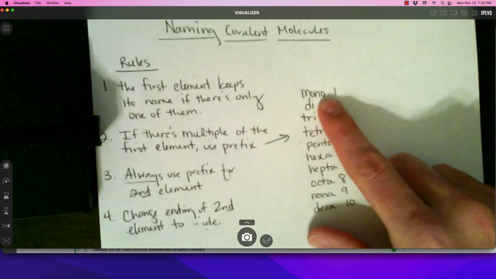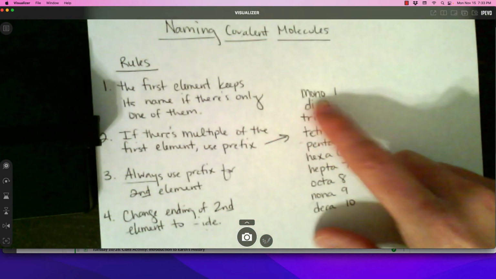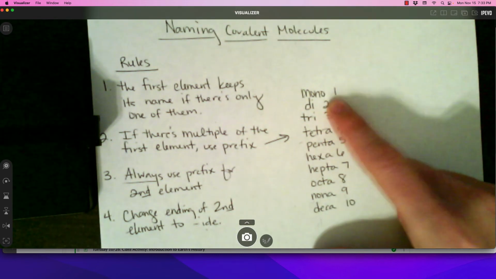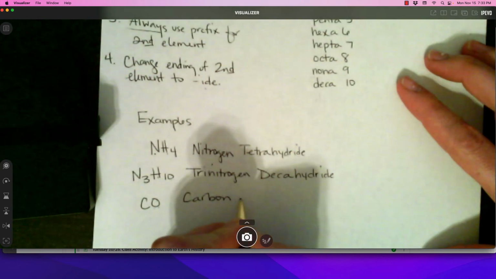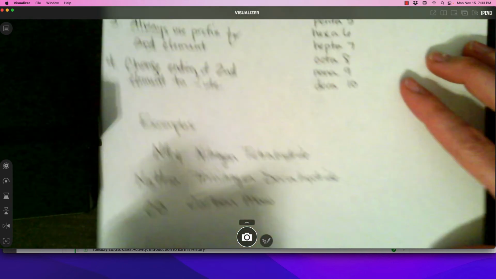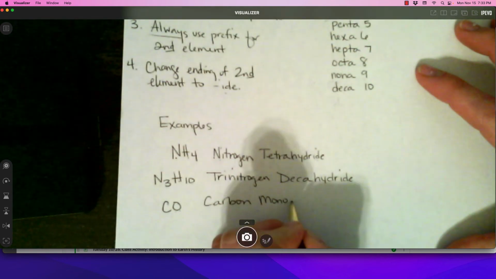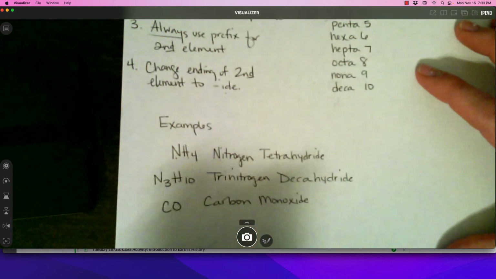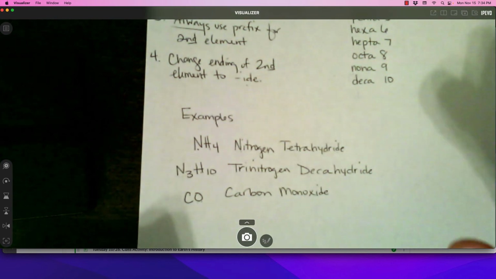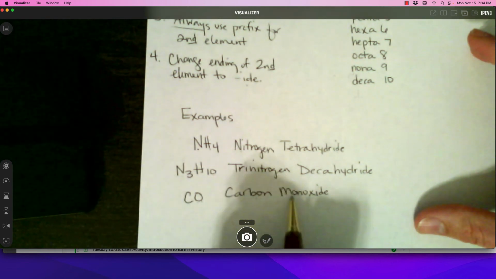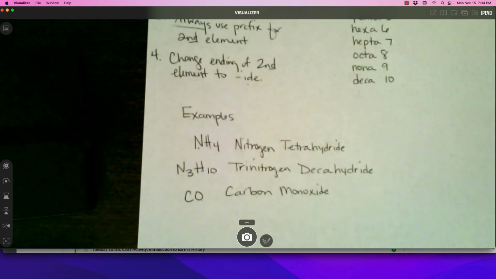So I come over here for the number 1. So the only time you're going to use mono is on the second element. You'll never use it on the first. It'd be mono. And then oxygen is oxide. So carbon monoxide, which you may or may not be familiar with, and you may or may not have a carbon monoxide detector in your home right now because it is a very deadly gas.